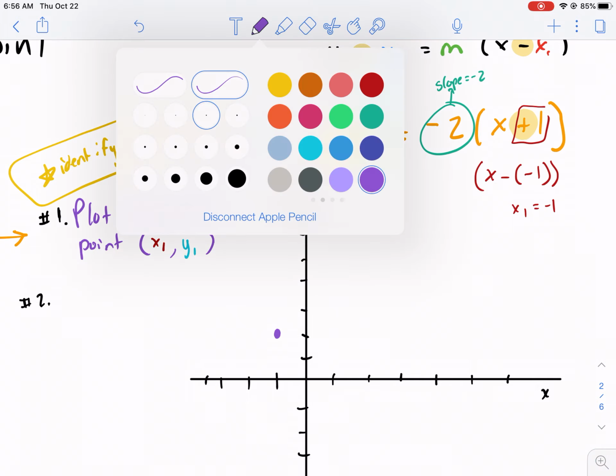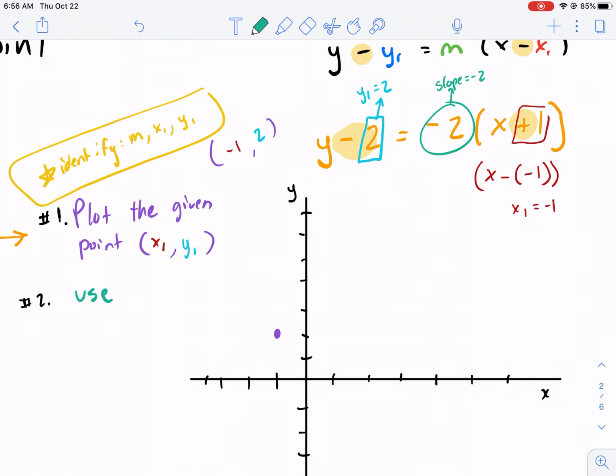Now, what am I going to do next? I'm going to use slope. This is just like slope-intercept form. I'm going to use my slope to find an additional point, or plot additional points. And technically, you could keep doing it. You could do this multiple times. That's why I'm going to put plural points.